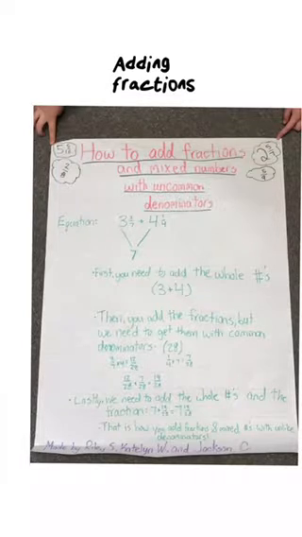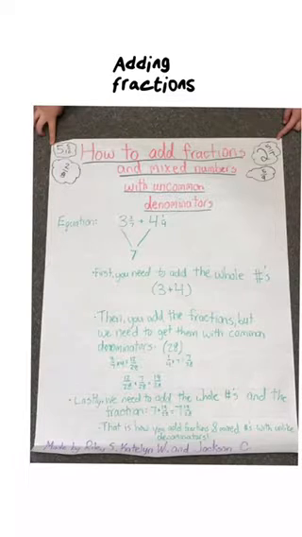First, you have to add the whole numbers. 3 plus 4 equals 7. Then you add the fractions, but we need to get them with common denominators. The common denominator is 28. You'll have to multiply 3/7 times 4 to get 12/28 and 1/4 times 7 to get 7/28. When you add those two together, you get 19/28.